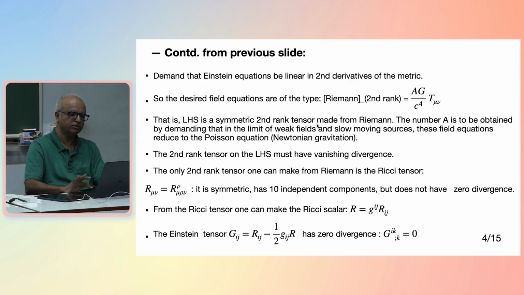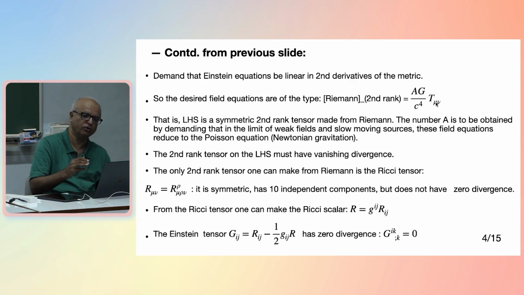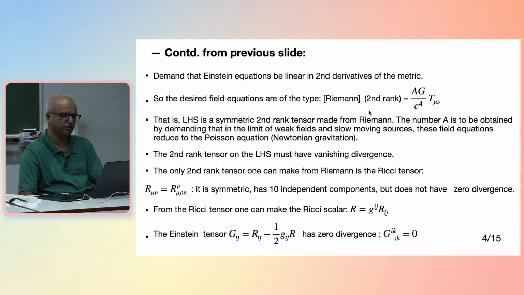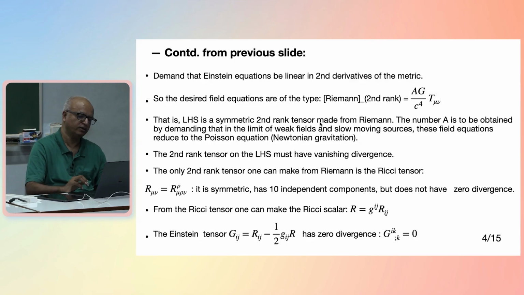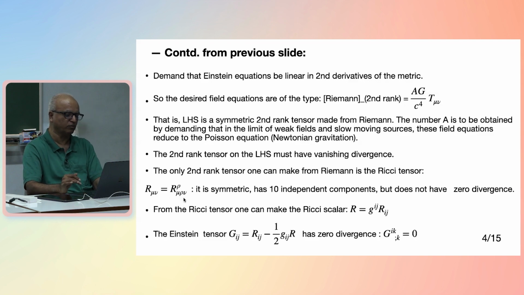The second rank tensor on the left hand side must have vanishing divergence. Why? Because the energy momentum tensor has to be conserved. The covariant derivative of T^mu nu with respect to nu is 0. So whatever second rank tensor you put on the left hand side, it should have 0 divergence. Now, what second rank tensor can it be? The only second rank tensor one can make from the Riemann tensor is the Ricci tensor. You contract the first and the third index. If you instead choose to contract the first and the fourth index, you will just have a sign change because it is antisymmetric in the second pair.